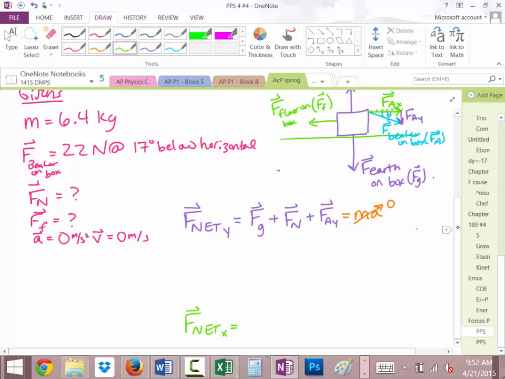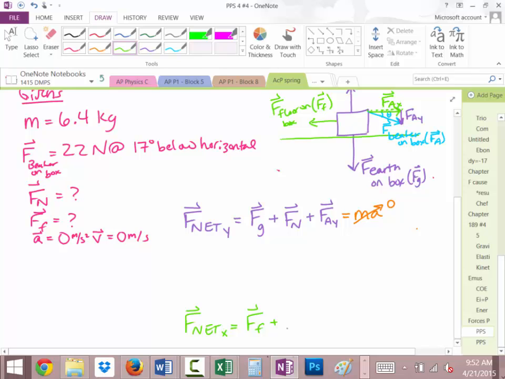Yeah. Force of floor on box. Force of floor on the box. The lazy person is going to write, instead of force of floor, that's a lot to write, I'm going to write FF. Yeah, because it's the frictional force part. Absolutely. What else is acting in the x direction?